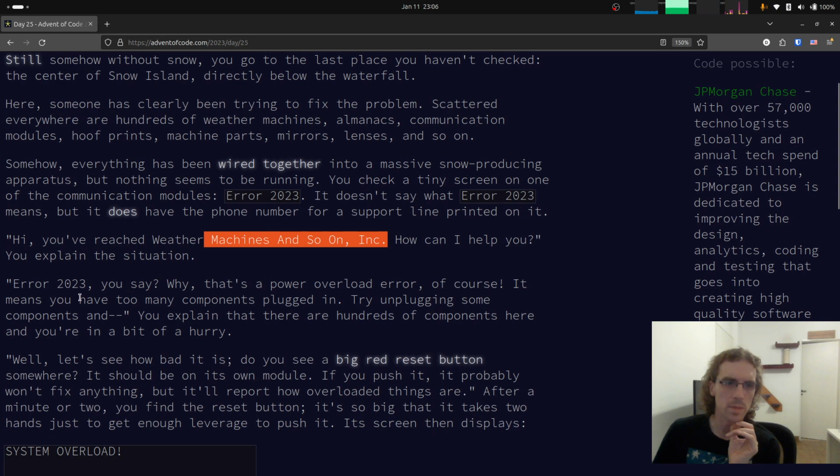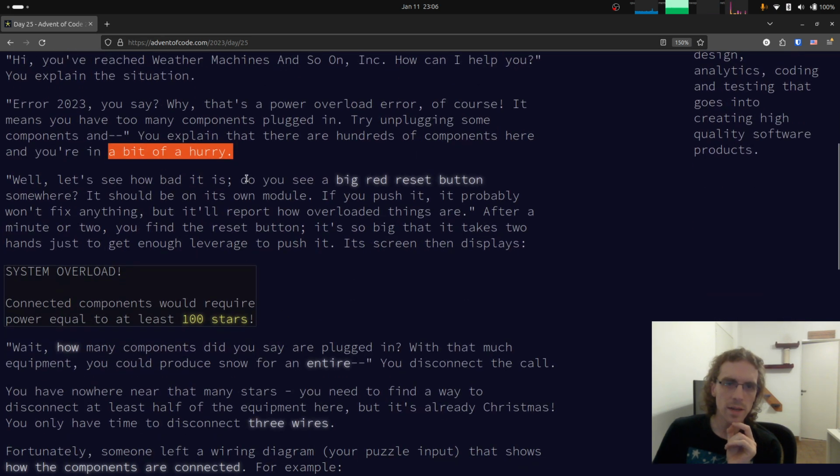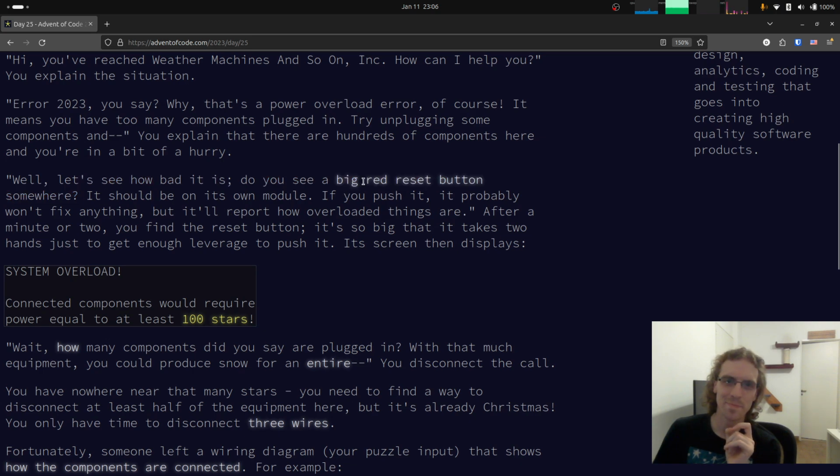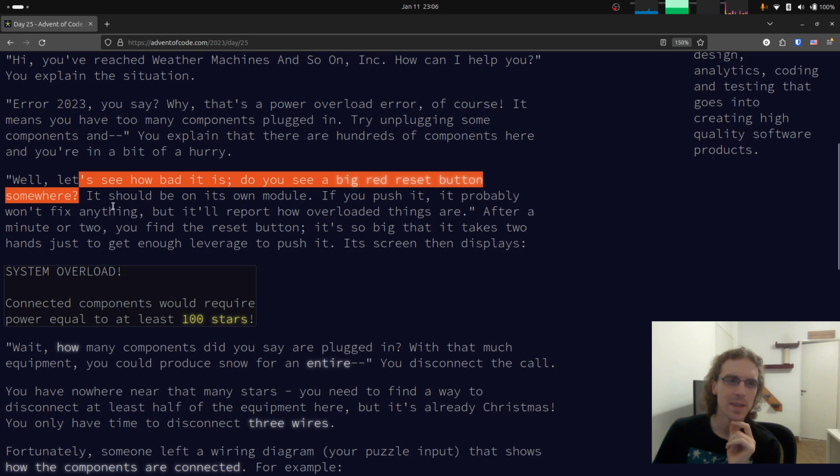You explain the situation. Error 2003, you say? Why, that's a power overload error, of course. It means you have too many components plugged in. Try unplugging some of the components, and you explain that there are hundreds of components here and you're in a bit of a hurry. Well, let's see how bad it is. Do you see a big red reset button somewhere? This is like actual IT, where resetting things always fixes the problem. It should be on its own module. If you push it, it probably won't fix anything, but it'll report how overloaded things are.